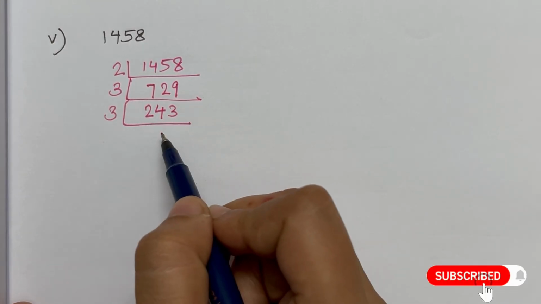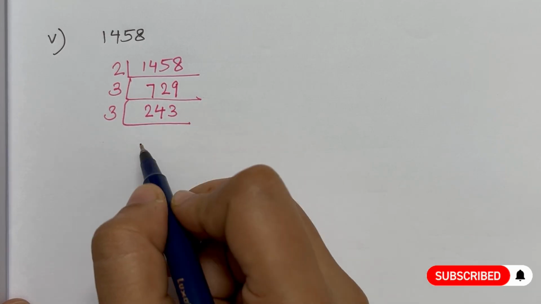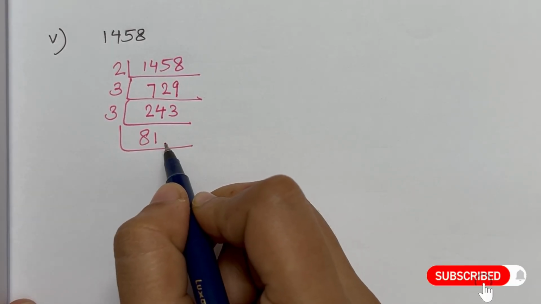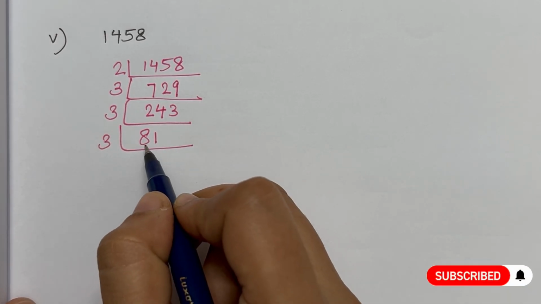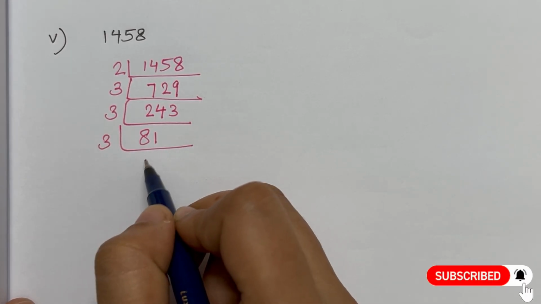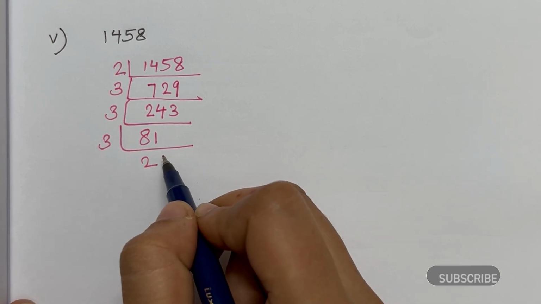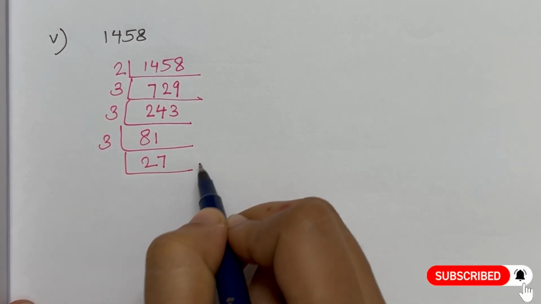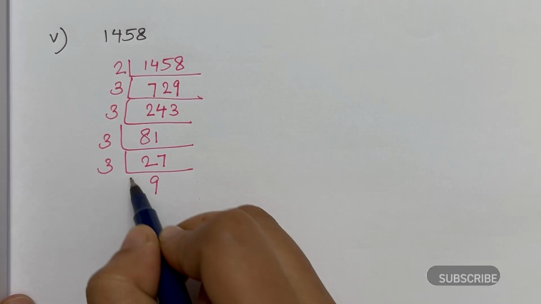Again this is divisible by 3. 24 comes 8 times, and 3 comes 1 time. Again this is divisible by 3. 8 will not come, 6 comes 2 times, 2 left, 21. So 21 comes 7 times. Again this is divisible by 3, 9 times.